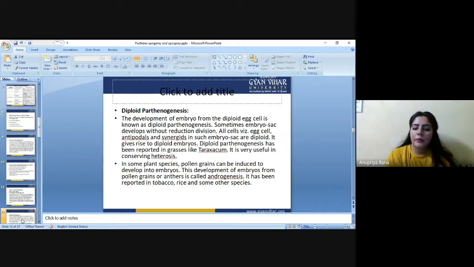Next is diploid parthenogenesis. As the name suggests, they develop from the diploid egg cell, and if they are developing from the diploid egg cell, they will be called diploid parthenogenesis. As the definition suggests here, sometimes embryos develop from the reduction division, like egg cell, antipodal, synergid, and such embryos are diploid. It gives rise to a diploid embryo.